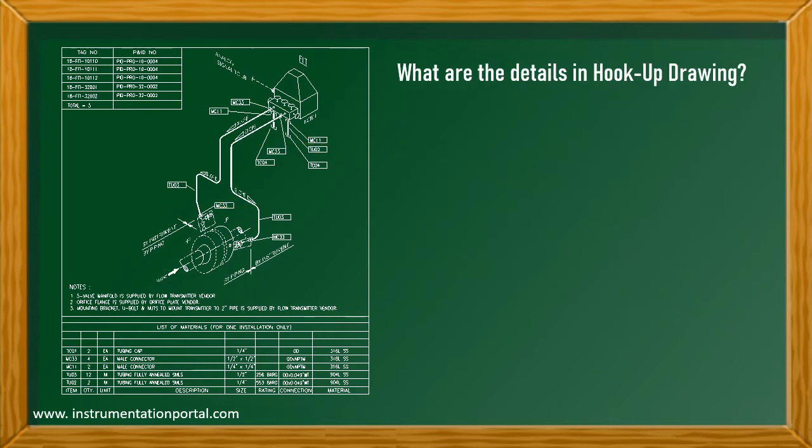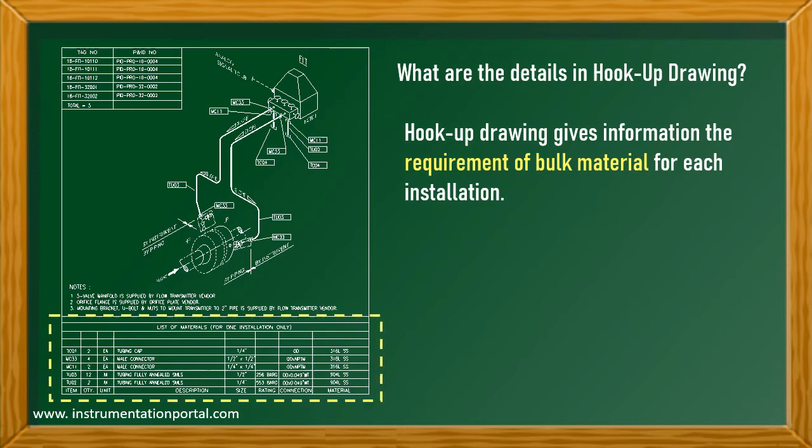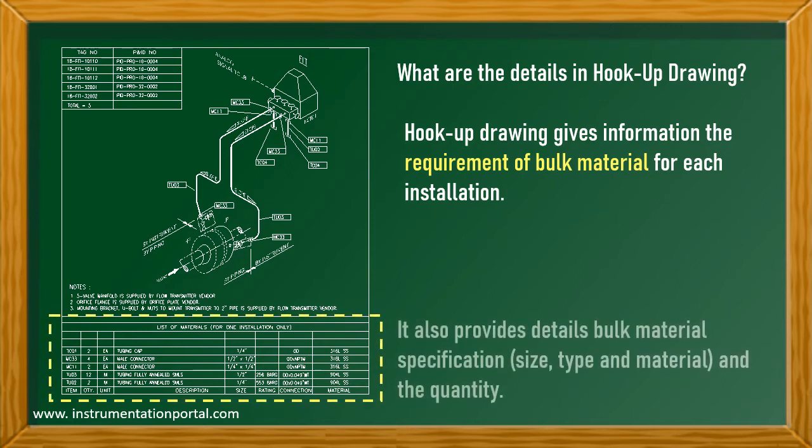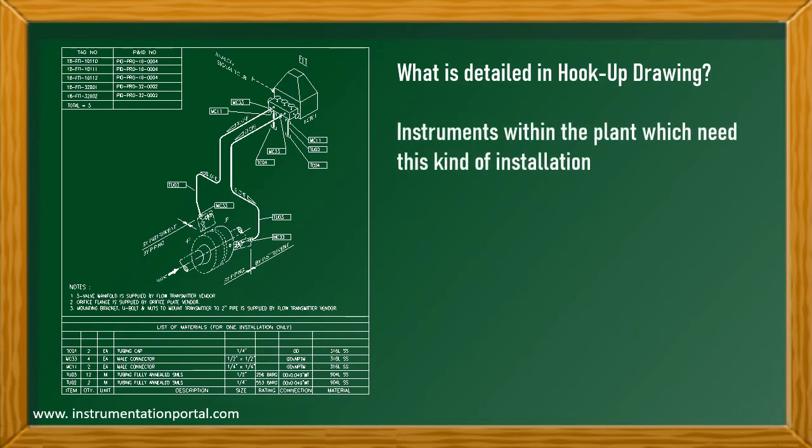So, what are the details that we must specify in the hookup diagram? First, hookup drawing gives information on the requirement of bulk material for each installation. As seen on the bottom table, it provides details of bulk material, including its specification, size, type, material, and the quantity.